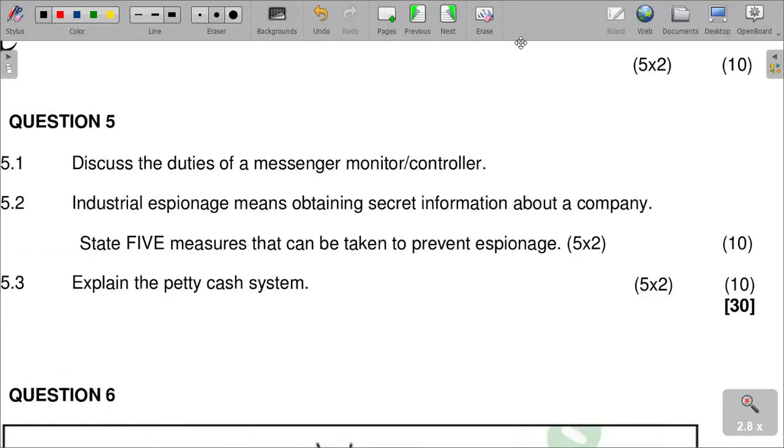Let's just discuss the duties of a messenger or a monitor control. This one we have already answered. We said that is answered. It has been mentioned and answered there.